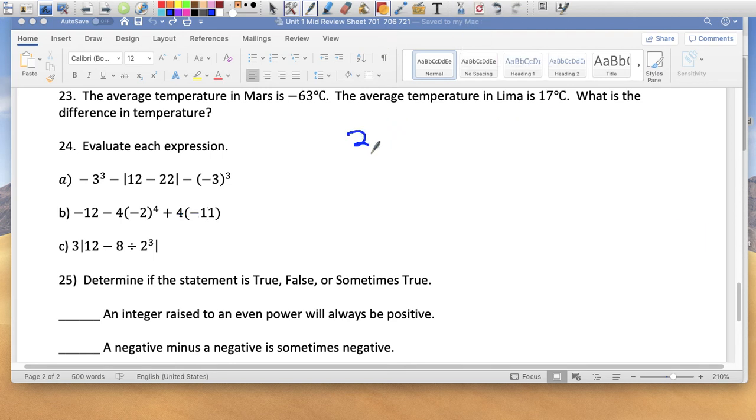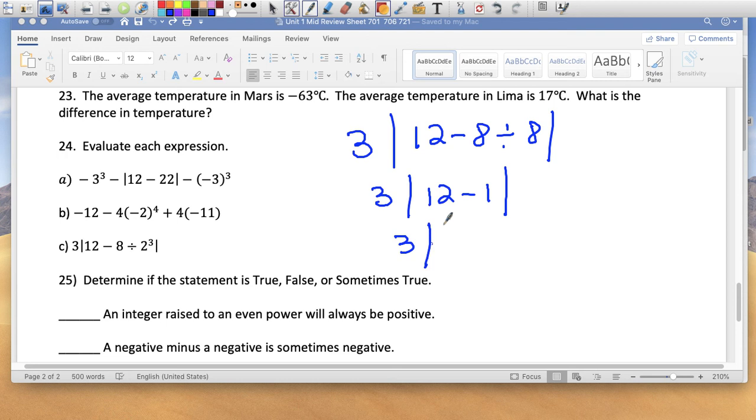Last one, so it's 3 times the absolute value of that whole thing inside. Let's find out what that is. 2 to the third power is just 8. So 3 times the absolute value. So 12 minus, so we got to do division first. So that becomes 12 minus 8 divided by 8 is just 1. 3 times 12 minus 1 is 11, the absolute value of 11. So it's going to be 11, so that eventually becomes this, which is 33.